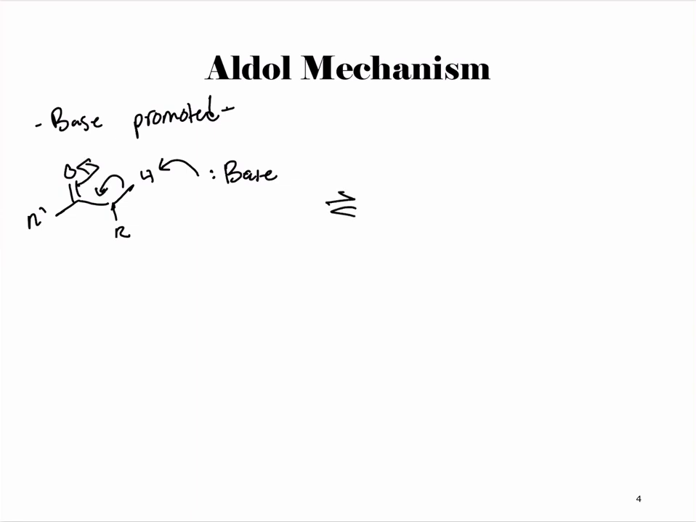And I'm not going to talk about the exact formation of the enolate ion, because we talked about it in the previous chapter, but the enolate ion is going to look something like this, and it's going to have a minus charge on it, which is why it's called an ion. And then this is going to be attacked by another equivalent of this aldehyde or ketone that's not in its enolate form.